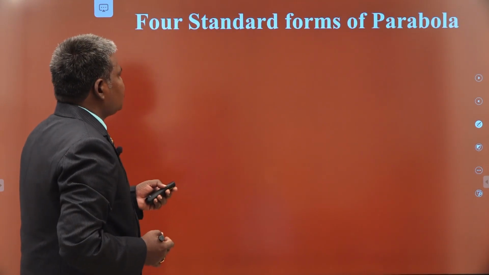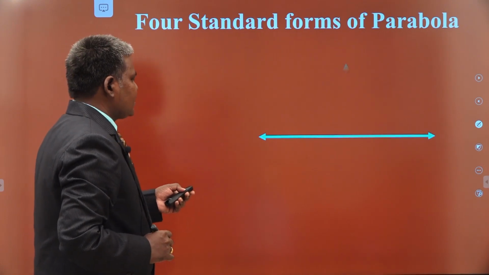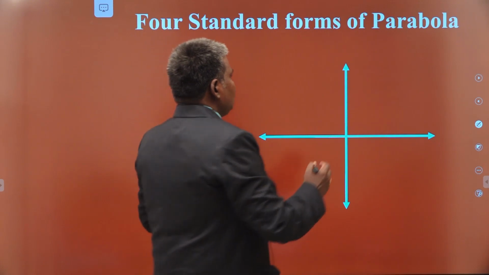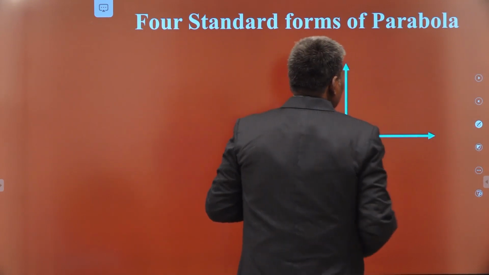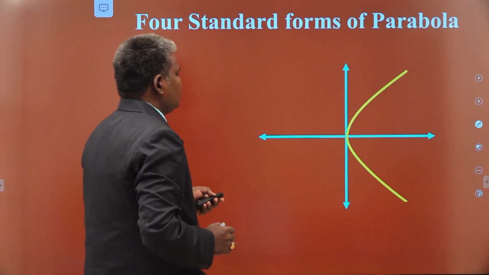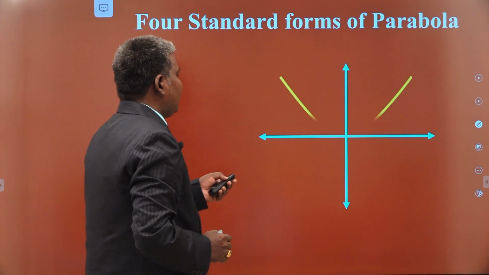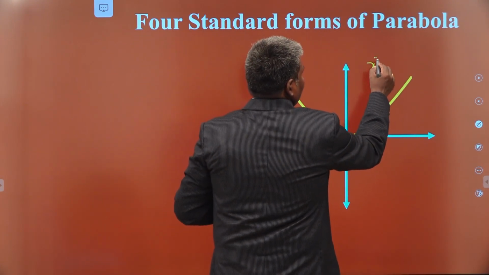Now let us see the 4 standard forms of the parabola. This is the x-axis, and this is the corresponding y-axis. Already we discussed one important parabola, y square is equal to 4ax. This is my y square equal to 4ax, and this is another parabola, x square is equal to 4ay.